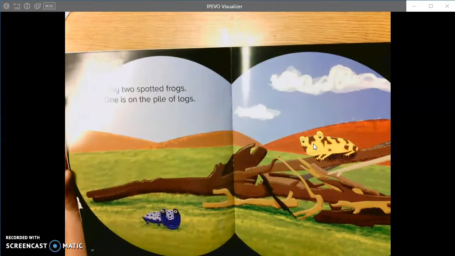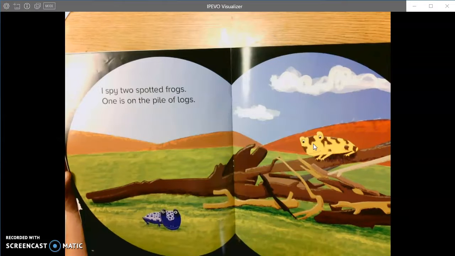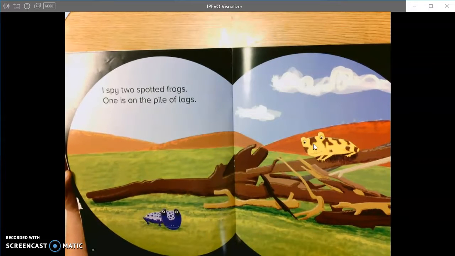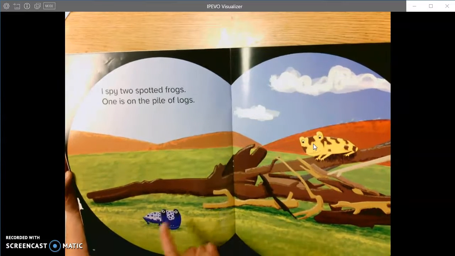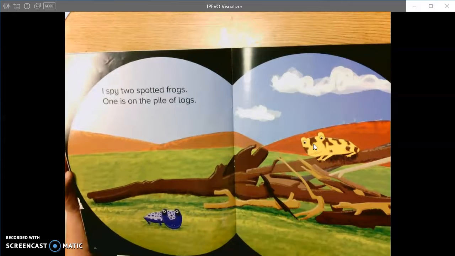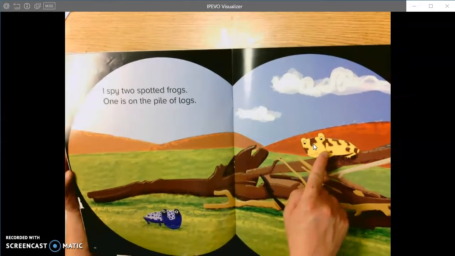I spy two spotted frogs. One is on the pile of logs. Which one is on the pile of logs? This one or this one? That's right, this one is on the pile of logs.